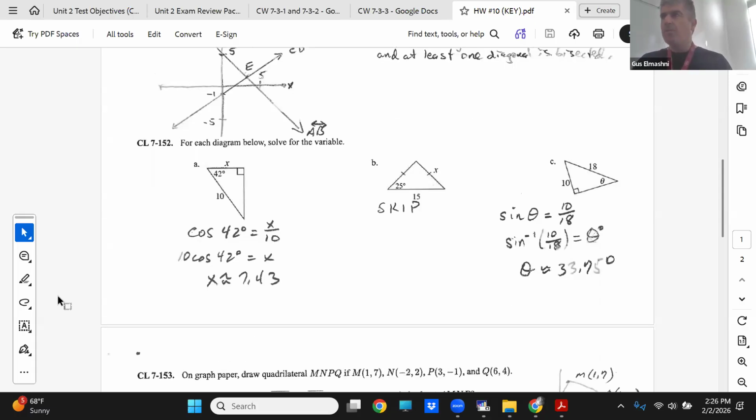These here are just more old school stuff, right? Trigonometry, cosine, sine, things like that. We said skip B, but B you could do though. If that's 25, what's that angle then? Also 25. How do I know that? The sides opposite are the same, right? And then if I want to find X, what do you think I should do to find X?